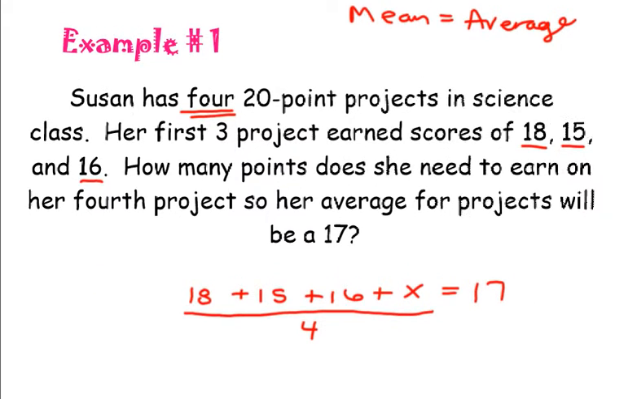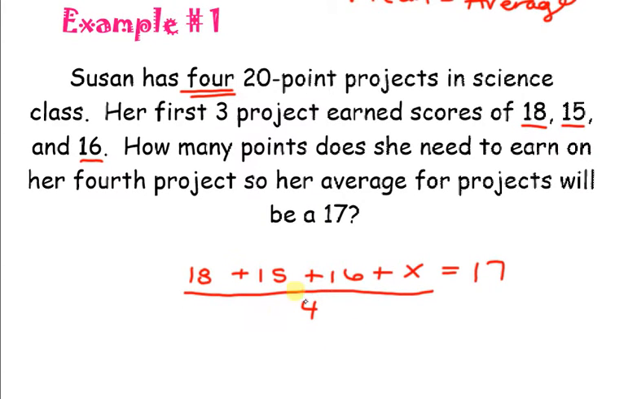So before I keep going, I need you to understand why we set it up this way. Remember that the mean is adding all the data points together and dividing it by the total number of data points. So here what we did is we added all of them together, and we have x, our unknown, and we divide it by 4 because there's 1, 2, 3, 4. And all of that should equal 17.